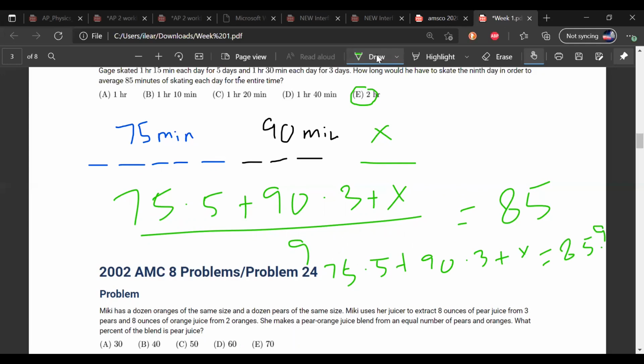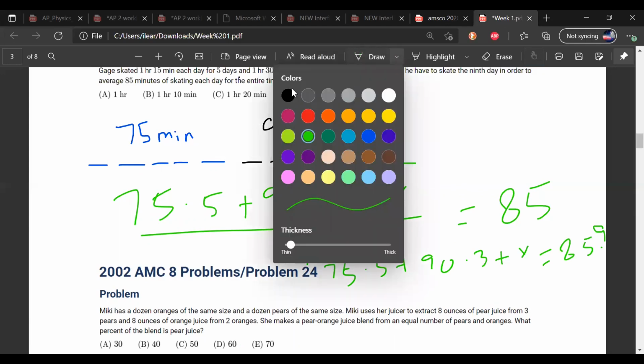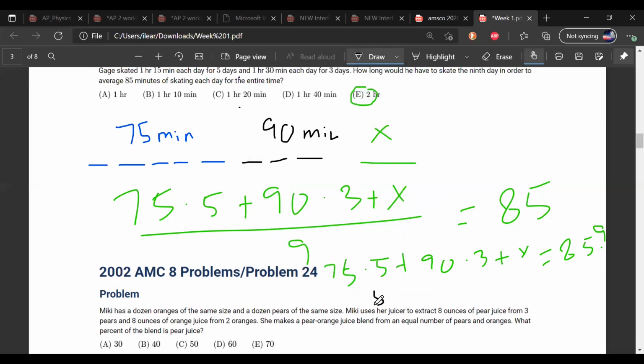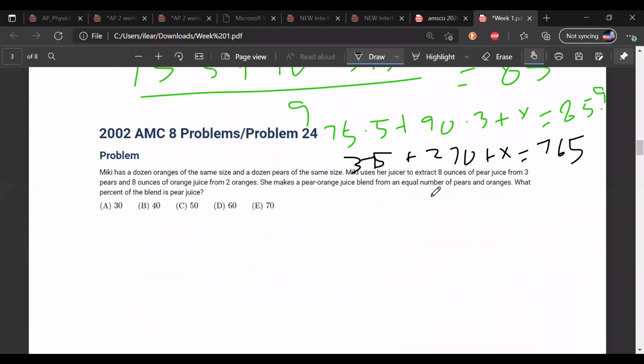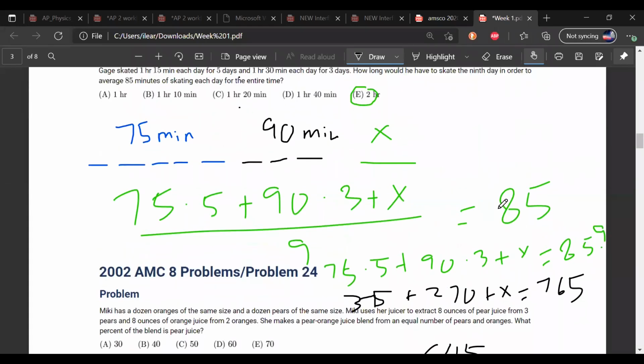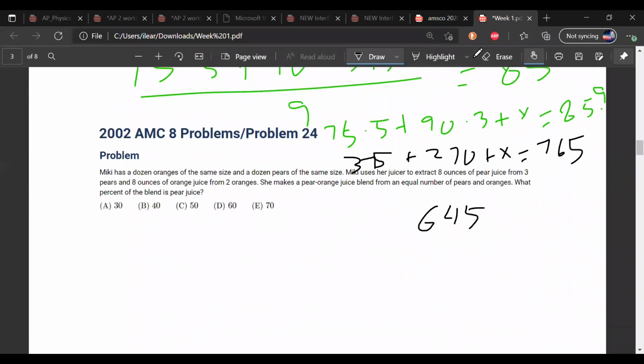So what we get when we multiply 75 by 5, we get 375 plus 270 plus x is equal to 765. So if we were to add this up, we would get 645 plus x is equal to 765. Looks like x is 120 minutes. Good job.